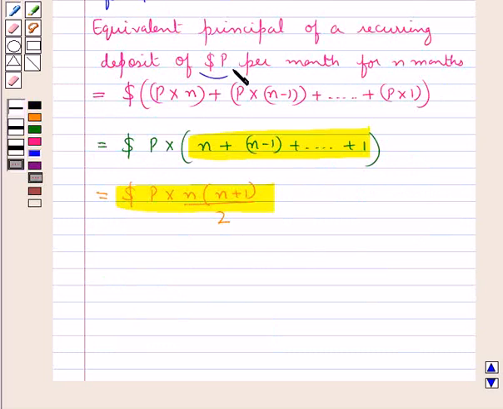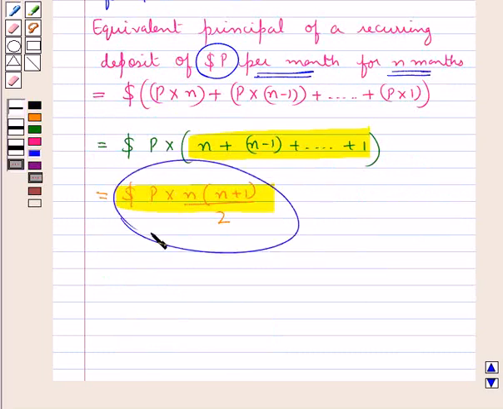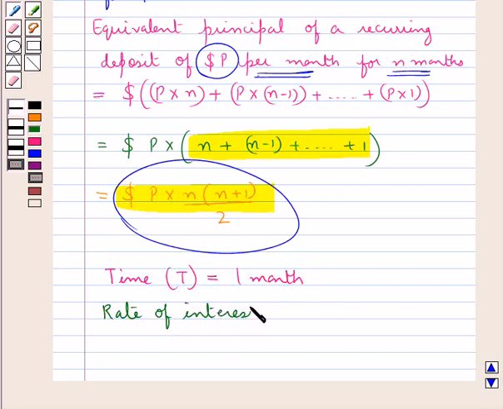Now we have that P dollars are deposited in the bank per month for N months. Then in this case, the equivalent principle is this: time T would be equal to one month as the money is deposited every month, and let the rate of interest, that is capital R, be equal to R percent per annum, and so this would be equal to R upon 12 percent per month.